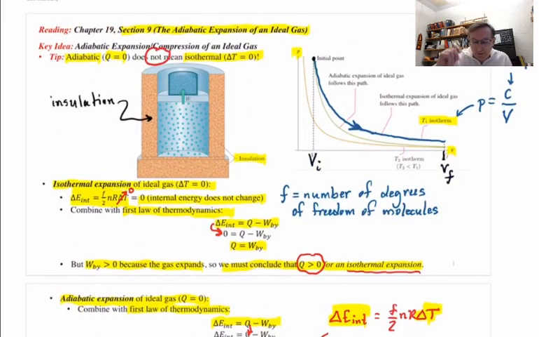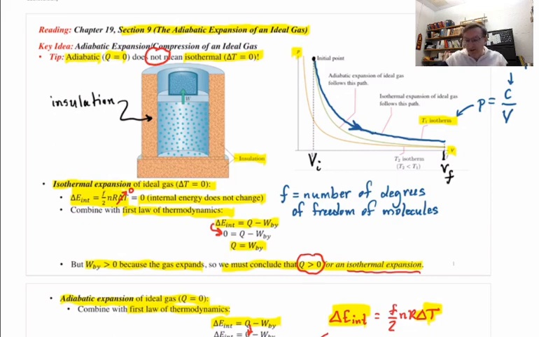I've got the new curve drawn, but I'll highlight it for you. Again, we're starting at the initial point, and we're going to end up at the final volume, VF. But we can't be on the T1 isotherm, right? Because it's not isothermal. In fact, we have to end up at a lower temperature than T1. So our curve now has to go below the T1 isotherm.